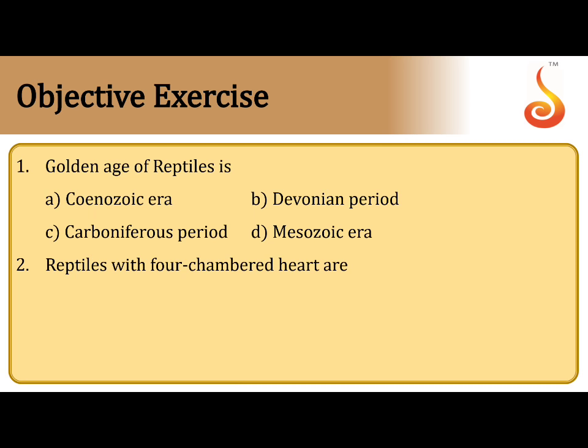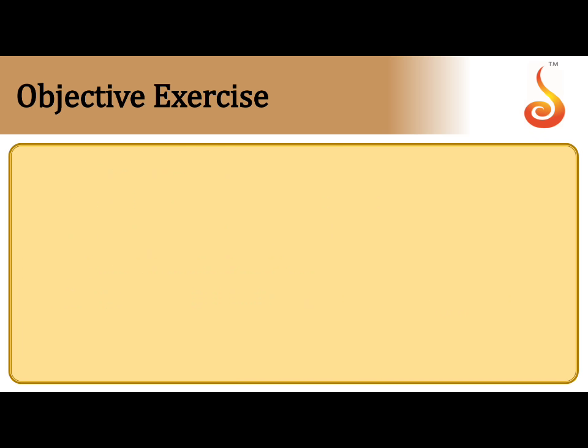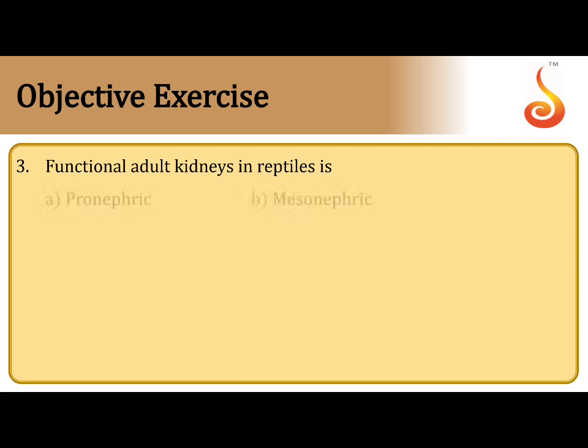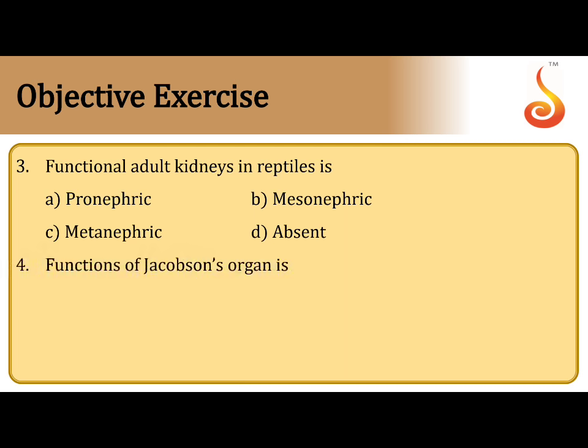Reptiles with four-chambered heart are turtles, lizards, snakes, and crocodile. Functional adult kidney in reptile is pronephric, mesonephric, metanephric, or absent. In this case, again I will be helping you in online class after you have done your homework.